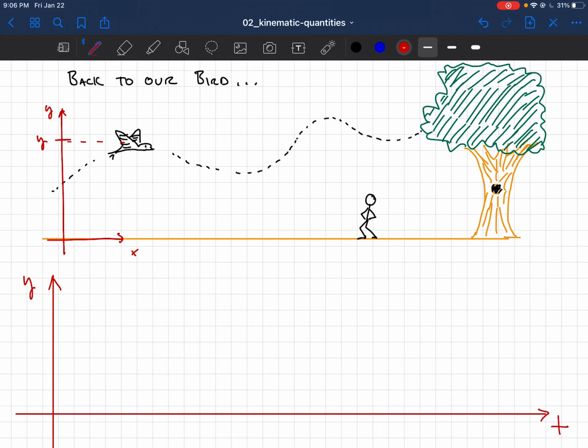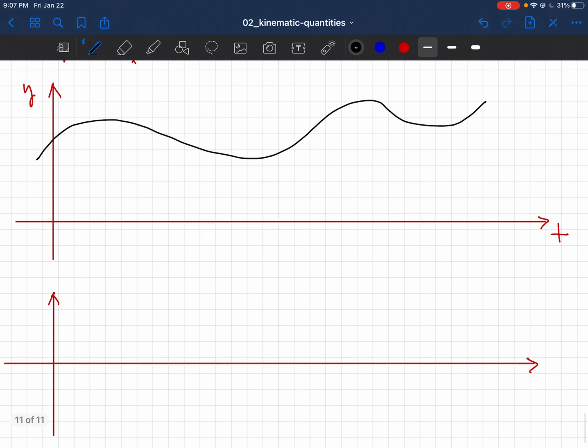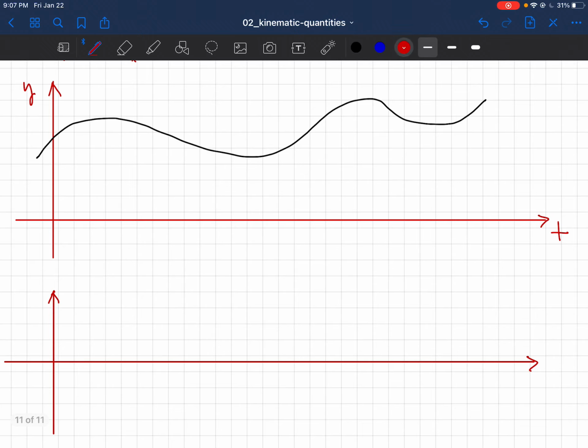And if the bird has a constant horizontal velocity, then the y graph versus time will look very much like the y graph versus x here. It doesn't have to be exactly the same, right? If the bird somehow stopped in the middle of the air, then the y would get a flat part to the curve. But if we assume the bird just moves constantly across, then this would be something like the graph of the position versus time. So the vertical position of the bird versus time.